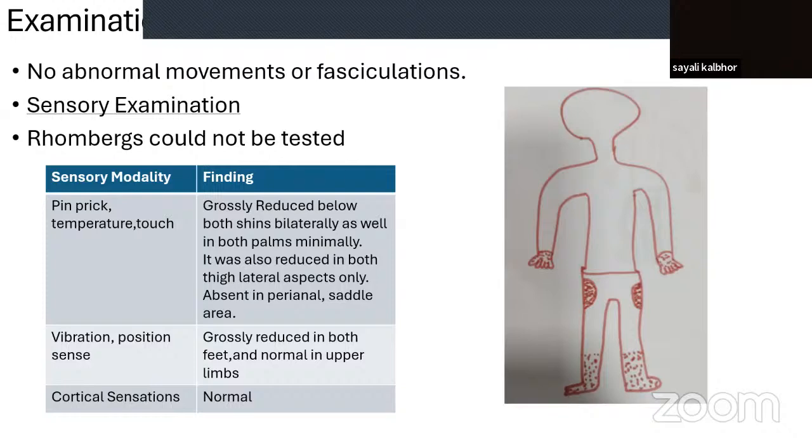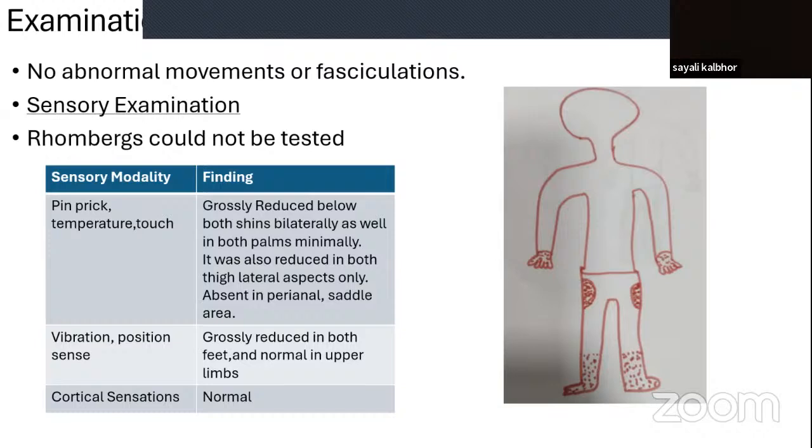Sensory examination, there was reduced pinprick, temperature and touch on the lower limbs and the soles, as I've marked in this figure. There was also loss of pinprick and temperature on the lateral aspect of both the thighs, along with loss of sensations in the perianal area and saddle area. The vibration and position sense was reduced in both the feet, and it was normal in the upper limbs. Cortical sensations were normal, and Romberg's I could not test because he needed a walker to even stand.